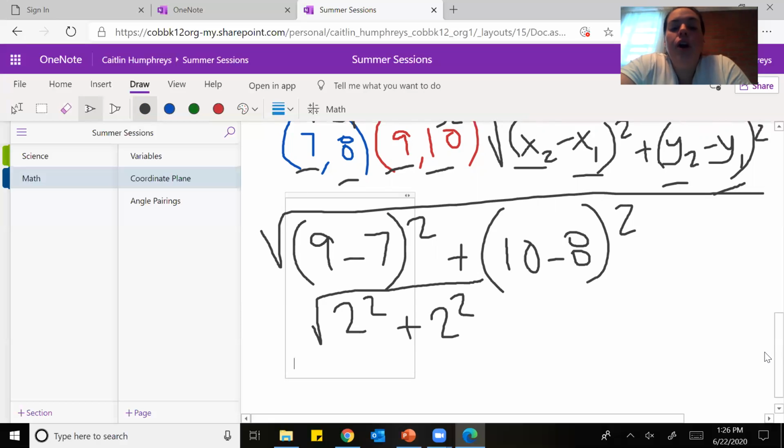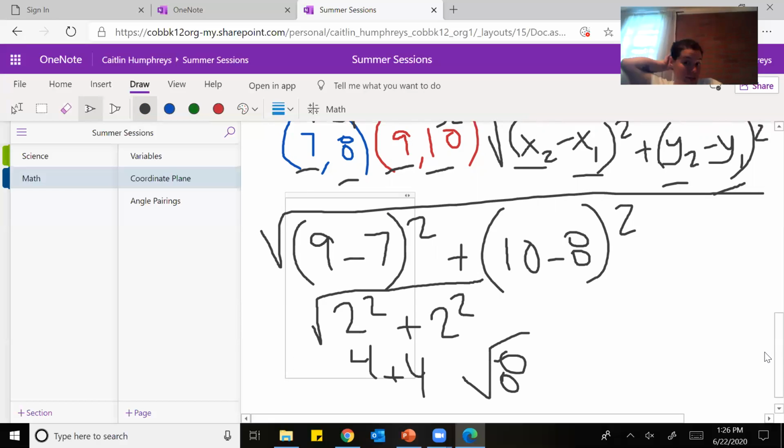All right, so 2 times, which an exponent is just repeated multiplication, right? 2 times 2 is 4, plus 2 times 2 is 4. 4 plus 4 is 8. So the answer is the square root of 8. Now, I don't believe you guys have yet, but you can. I'm just going to give you a real quick little snippet of simplifying radicals because the square root of 8 is not perfect. So we're going to look at what those things give us.